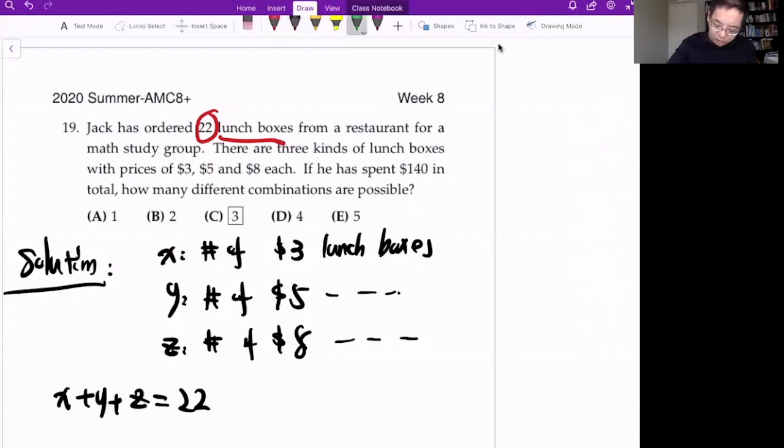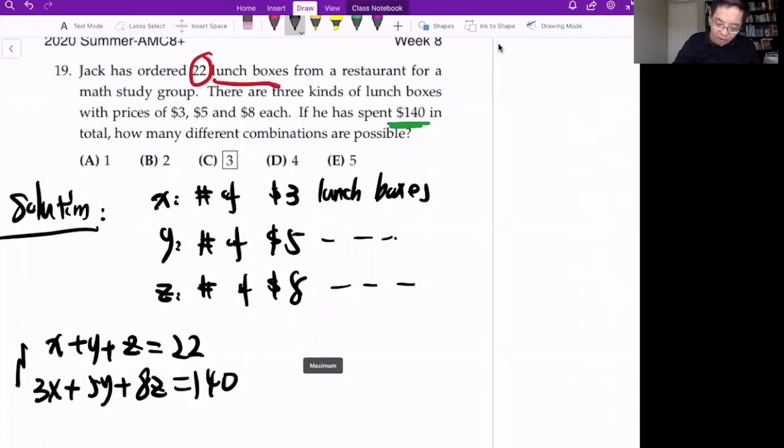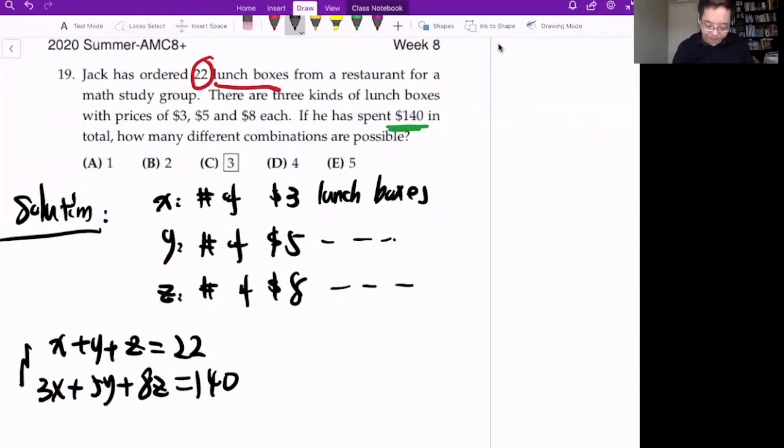And then I can also use the information that the total amount of money he spent is 140. This gives me the second equation. So that's 3x plus 5y plus 8z equals 140, all right? So that's all the equations that I have. Now, the point is we have 3 unknowns, x, y, and z, but we only have 2 equations.